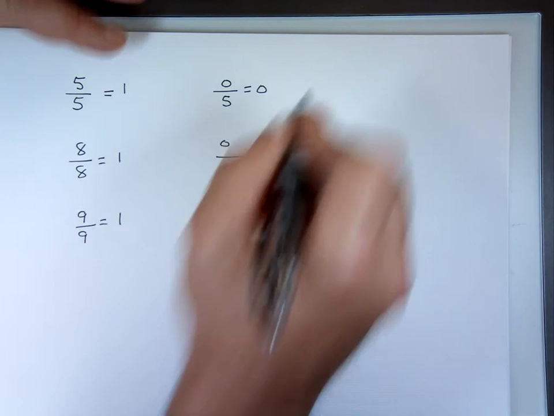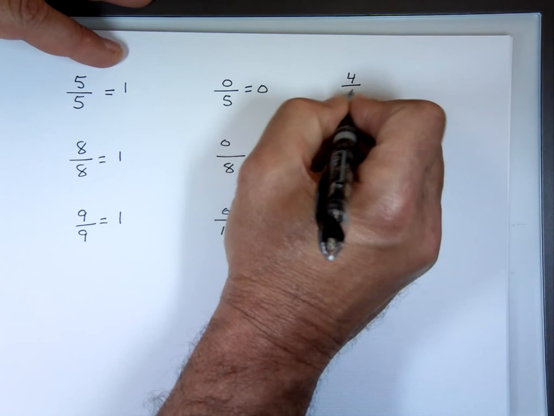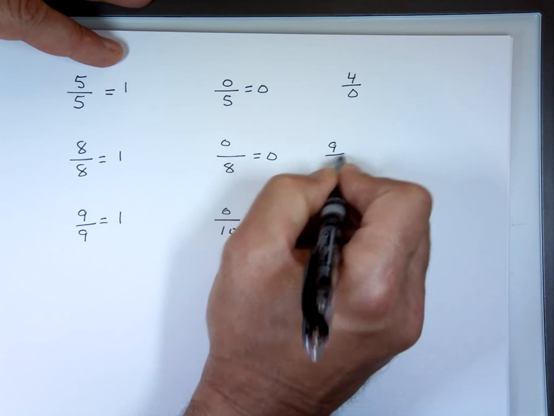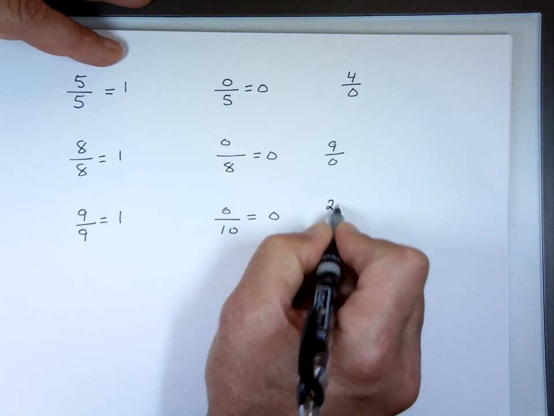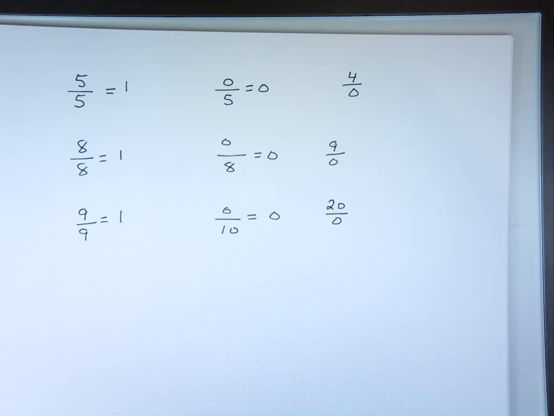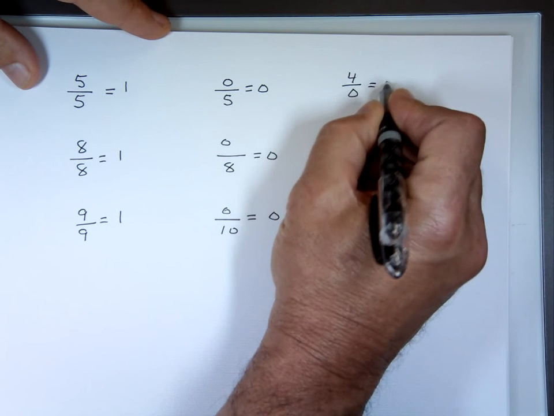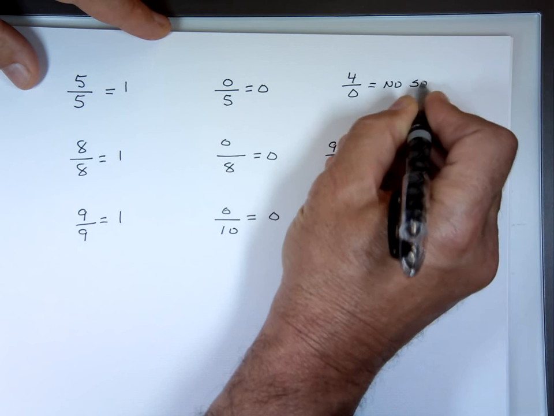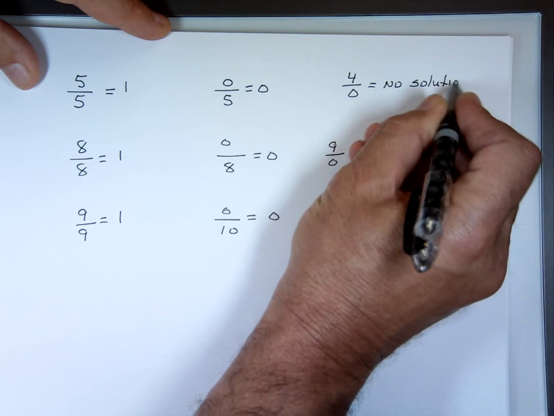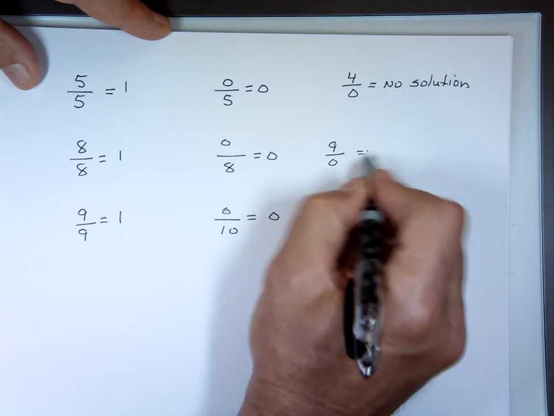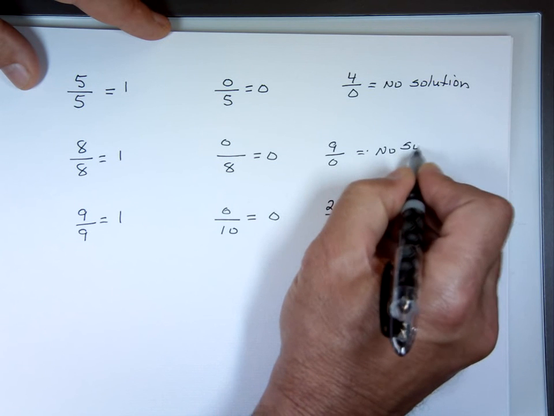What is 4 divided by 0? What is 9 divided by 0? What's 20 divided by 0? No solution, can't be done. Can't divide by 0. You can't divide by 0.